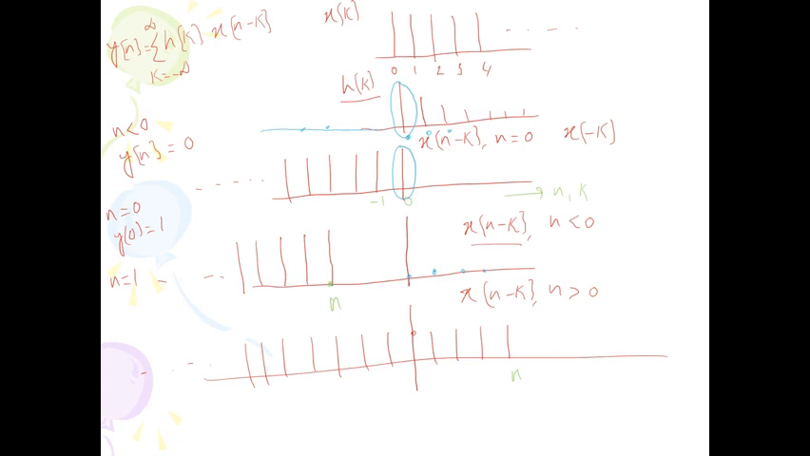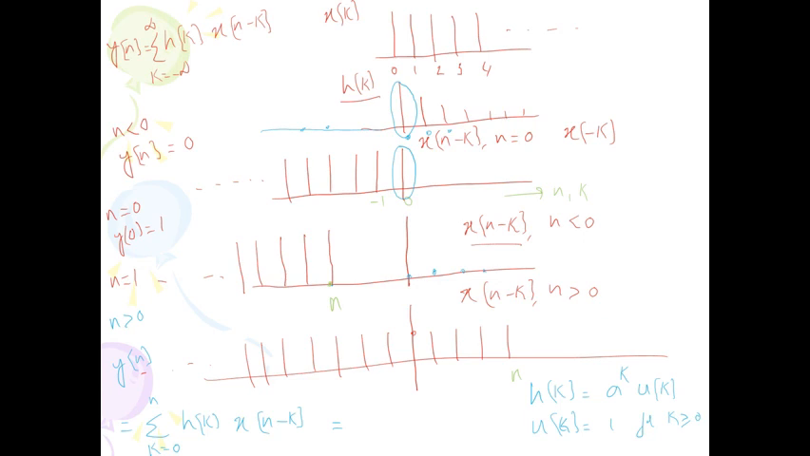For any other value of n, that means for n greater than 0, output y of n is nothing but summation h of k and x of n minus k. Limits become k is equal to 0 to n. Now what is h of k? h of k is a power k u of k. And what is u of k? It is 1 for k greater than or equal to 0.